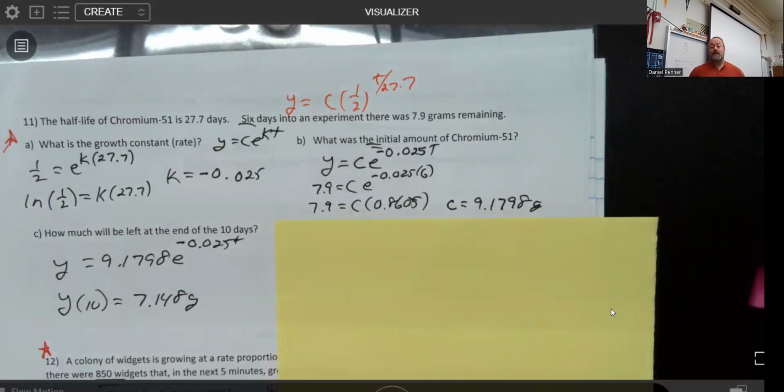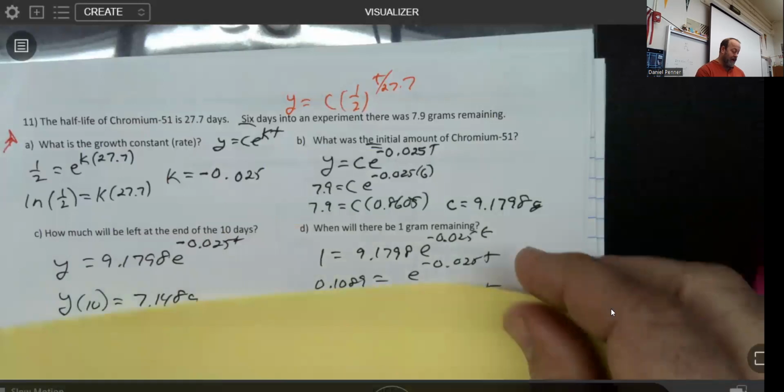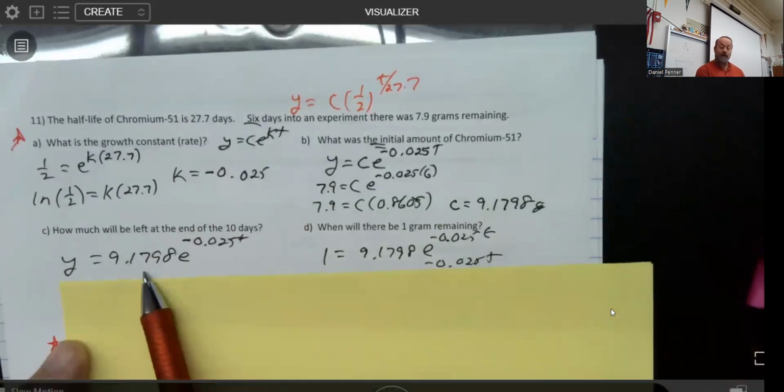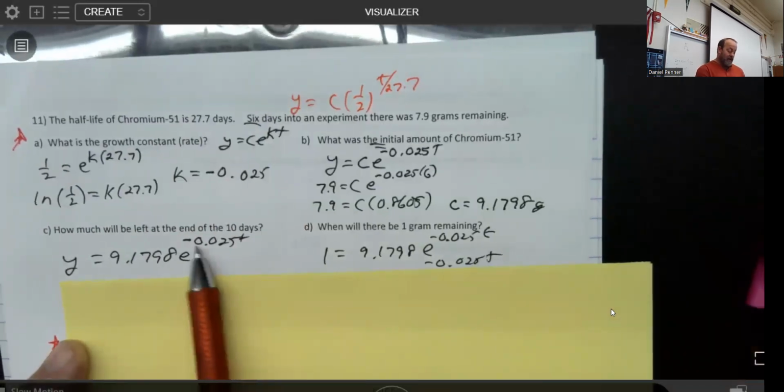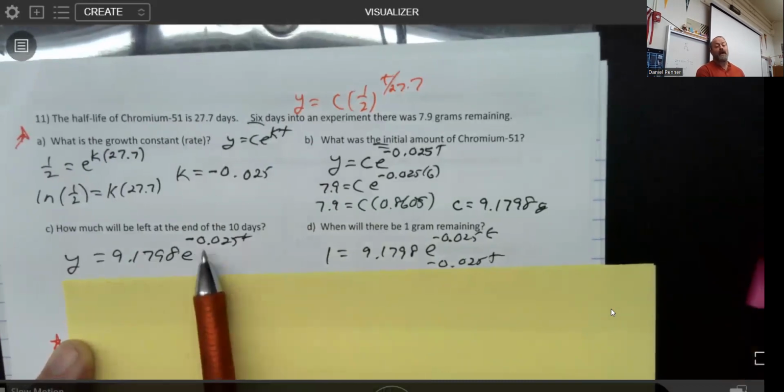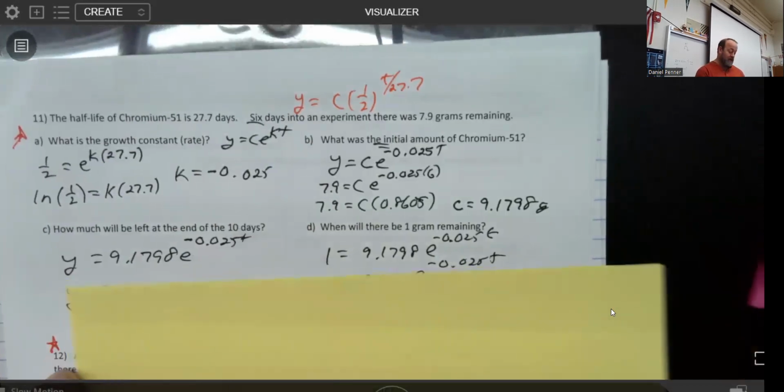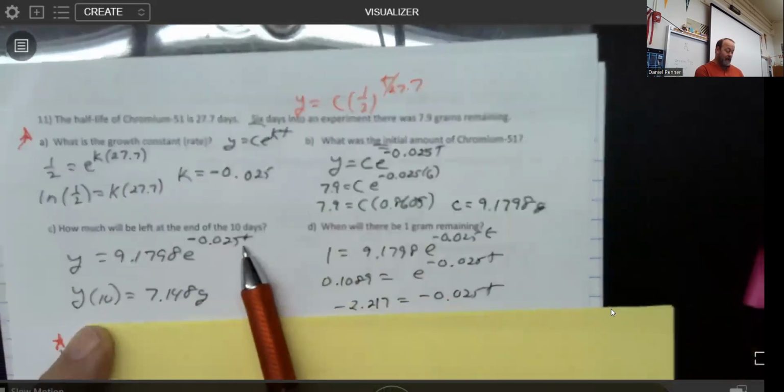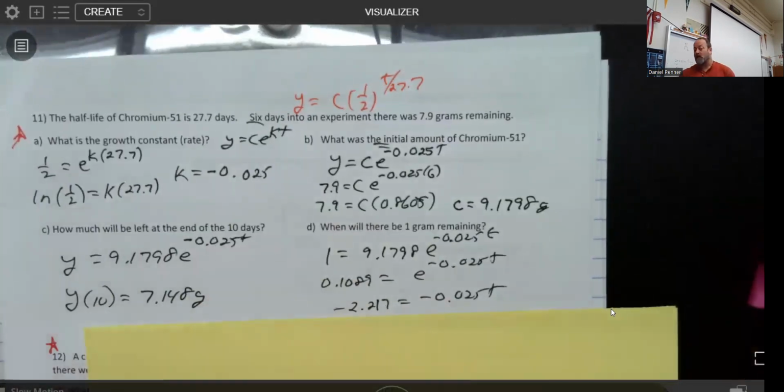Now, when they ask me what's going to be left after 10 days, keep in mind, I now am in a position where I have everything. I know what C is. I know what k is. I've got a master formula, and it says what happened after 10 days. So all I did is I plugged in 10 right here. That's all just numbers that I can plug into a calculator.